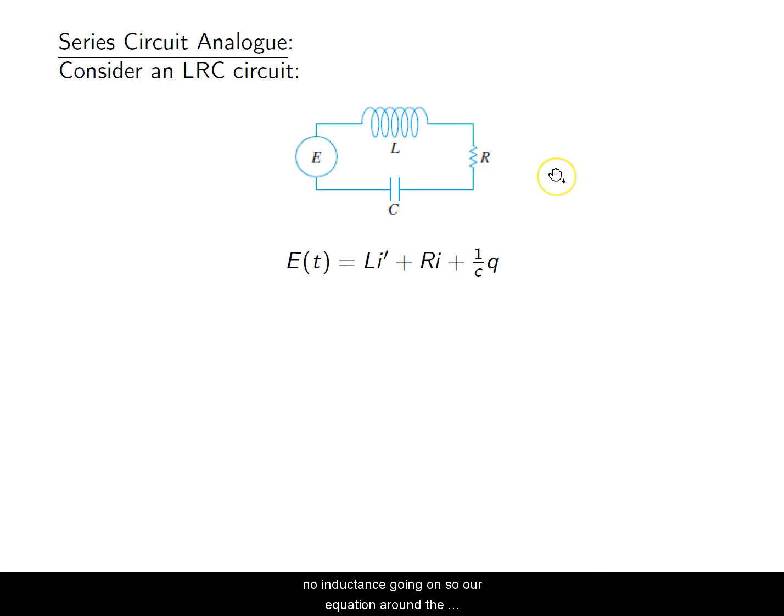So our equation around this circuit, I'm changing the notation a little bit. Again, I told you I don't really like the Leibniz notation, so we're going to stick to this prime notation. It's L times the derivative of I plus R times I plus 1 over the capacitance times the charge.